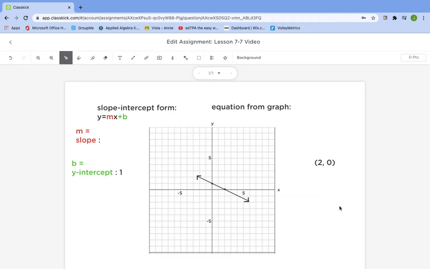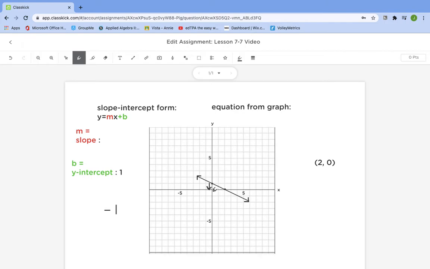Now we have to think back to slope as rise over run. Let's find our rise over run. Notice we're going down and to the right, so we're going to have a negative slope. We're going to work from this left point first, and in order to get to the other point, we have to go down 1 first, right? So that means our rise is negative 1.